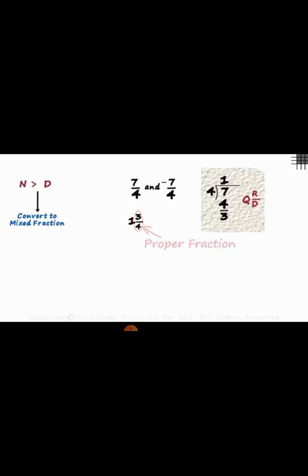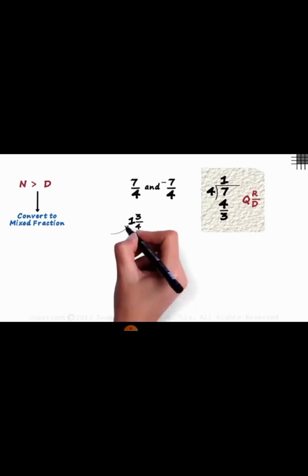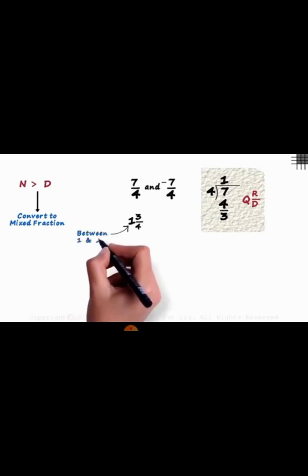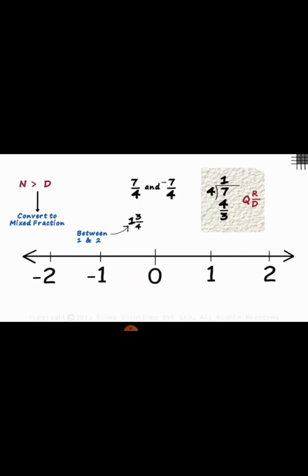This mixed number tells us where 7 by 4 should be plotted on the number line. 1 3 by 4 tells us that 7 by 4 lies between 1 and the next whole number, that is 2. So now we know 7 by 4 is between 1 and 2. So we draw the number line accordingly with just 0, 1 and 2 marked.